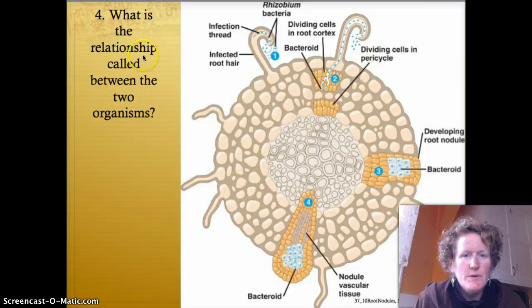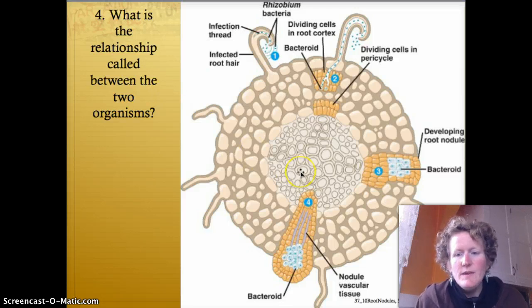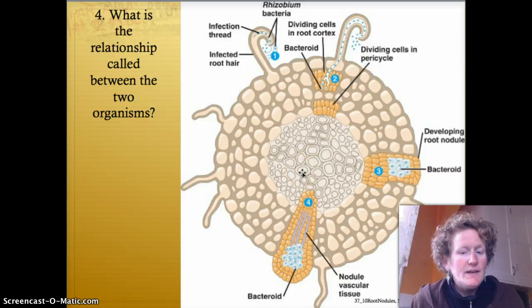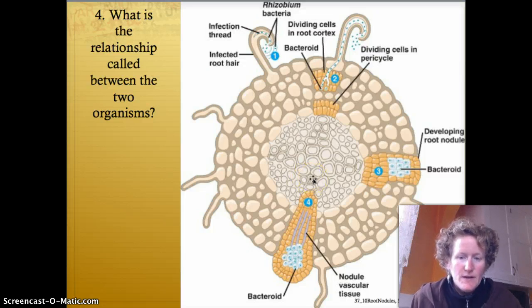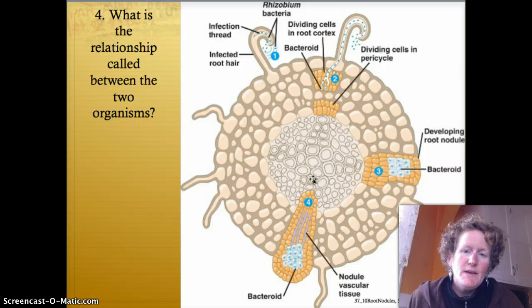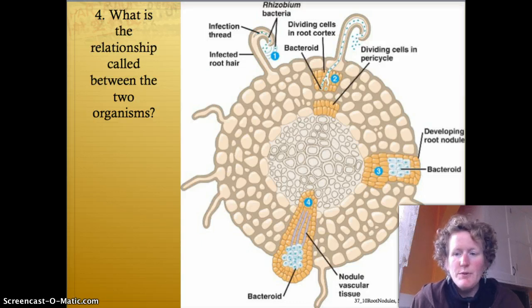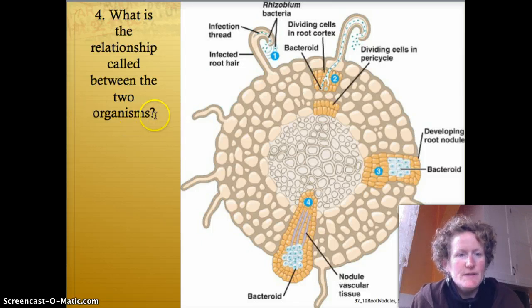Here's a more close-up view. The relationship between these two organisms, the win-win that happens when the plant gives the bacteria a home, a place to live, free rent, and in return the bacteria gives the plant nitrogen. It can convert nitrogen from the air into a form that's usable for the plant. Which is pretty cool because everybody wins, and that's called symbiosis.